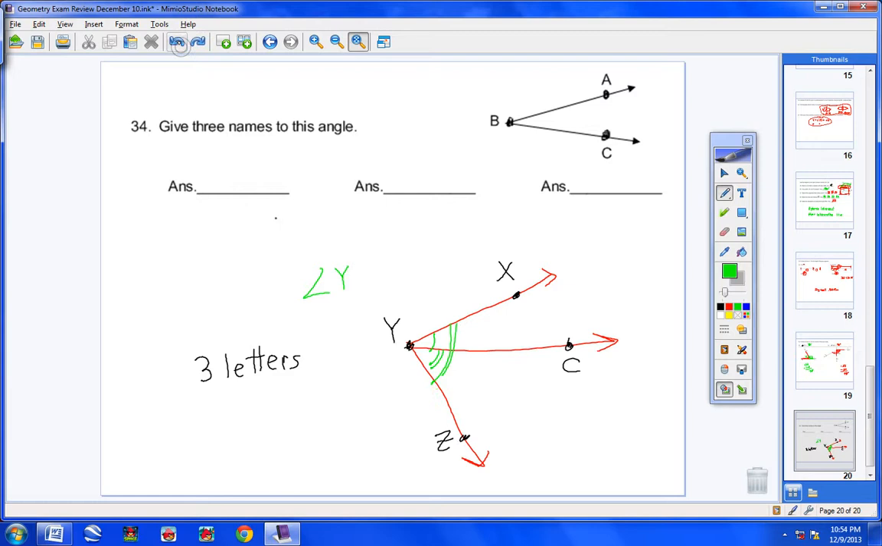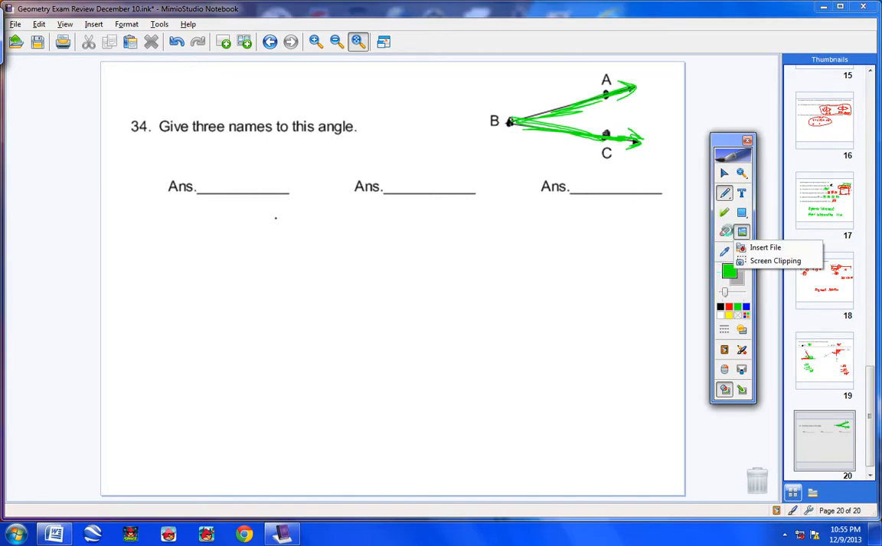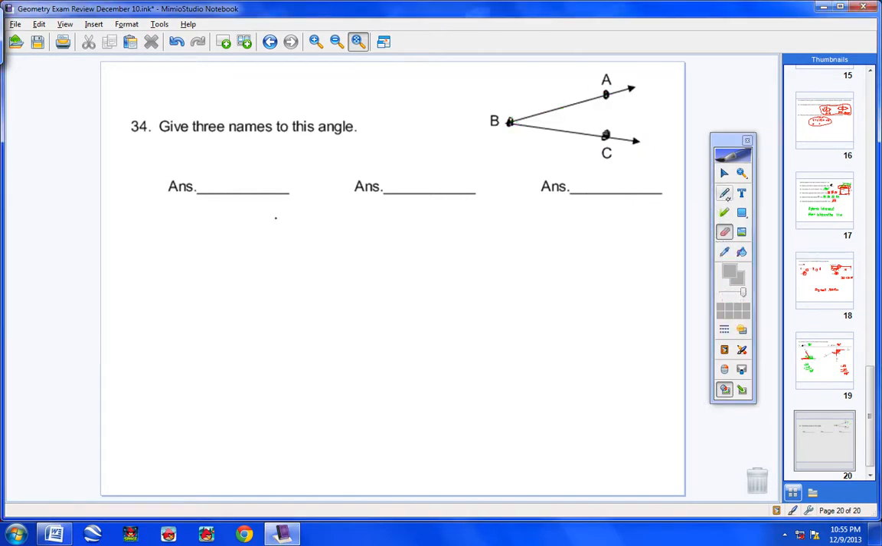Okay? But look at the problem now that I've given you up here on your test. Look at this, please. There is no confusion. There's only 2 rays. Here's a ray, and here's a ray. There's no confusion. If I say look at angle B, you know exactly what I'm talking about. So that's why I've asked you to give 3 names to this angle. First of all, if I say look at angle B, that's acceptable. That's fine, because you know there's only one angle that could be this angle here.